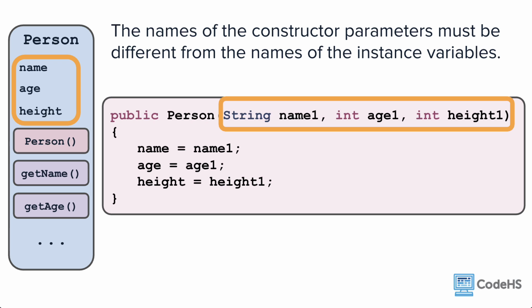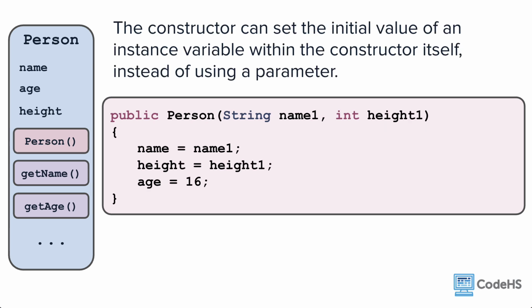And one more important note about constructors. The constructor can set the initial value of an instance variable within the constructor itself, instead of using a parameter. Let's say that in your program, all of the person objects have the same age of 16. If this is the case, you can set the initial value of the age instance variable to 16 within the constructor rather than using a parameter. This ensures that all person objects are assigned the same initial age value.